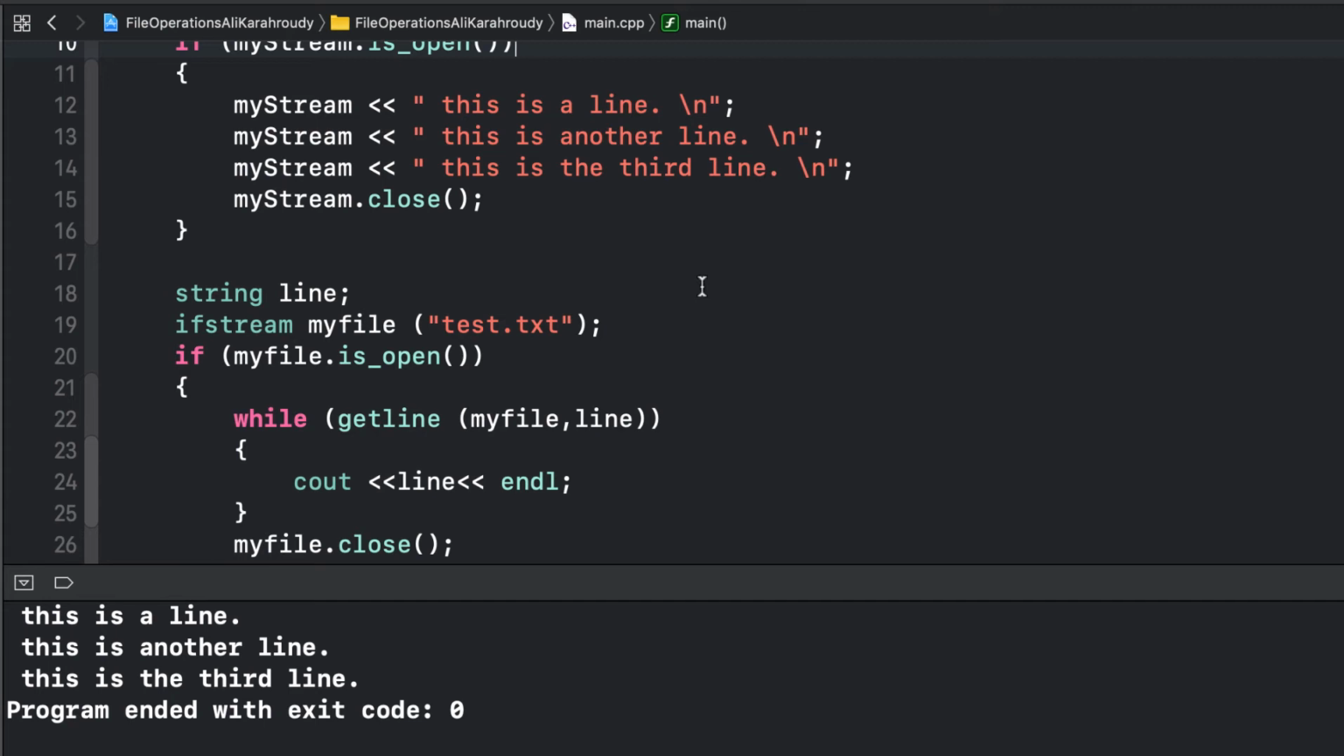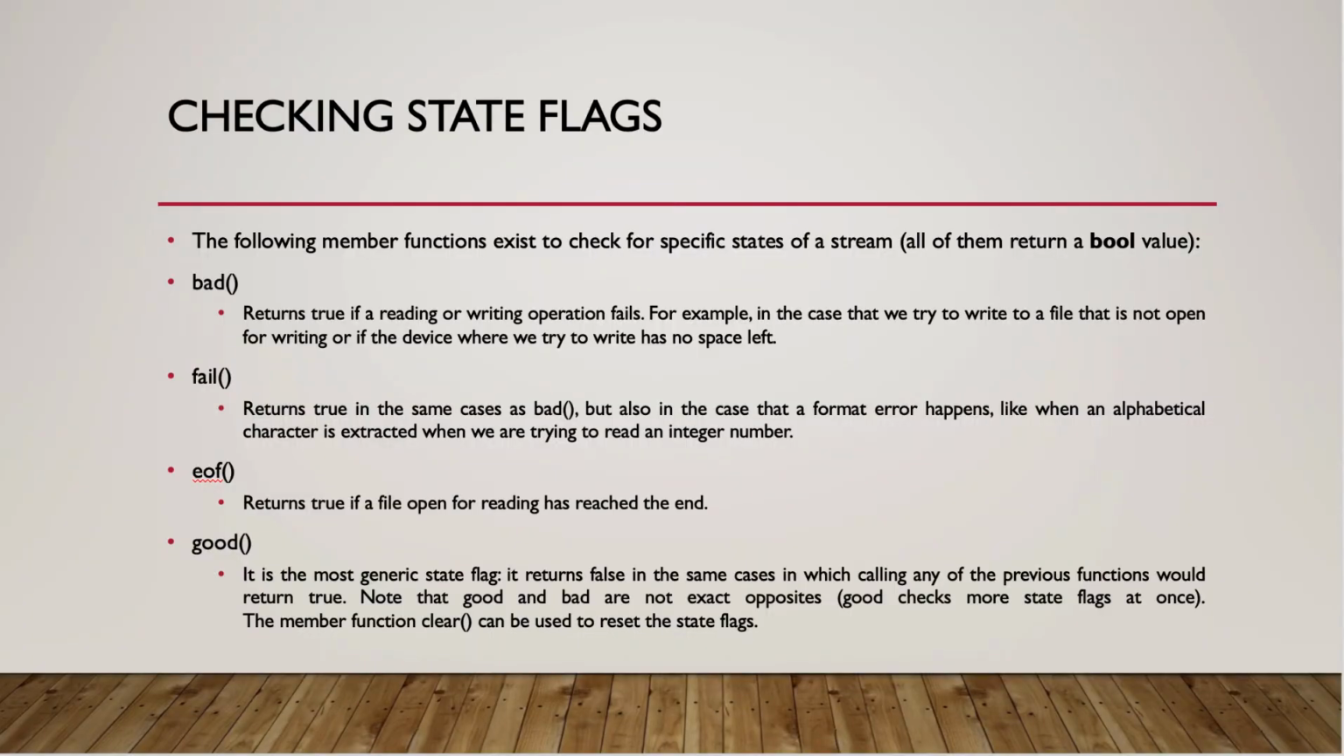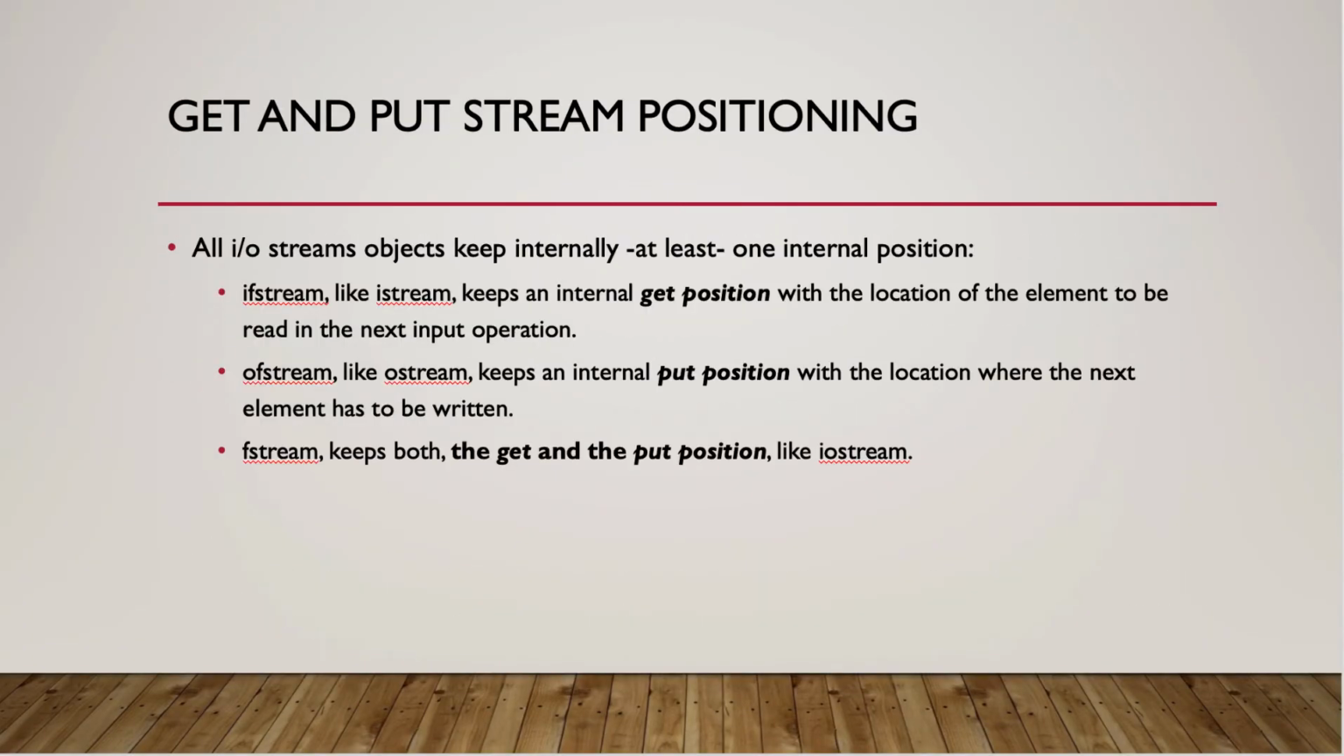So now let's talk about get and put stream positioning. Let me go back to the slides and talk about those with you guys. These are important. Remember, all I/O stream objects keep internally at least one internal position, so they all know which position they're starting. You can think of the I/O stream as a reader needle of a gramophone or something like that, always starting at one specific position, and that position is being kept by the object.